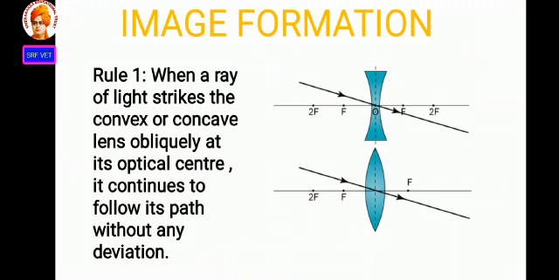First rule: when a ray of light strikes the convex or concave lens obliquely at its optical center, it continues to follow its path without any deviation. Here O is the optical center, F is the principal focus. Okay, when a ray of light strikes the convex or concave lens obliquely at the optical center, it continues to follow its path without any deviation.